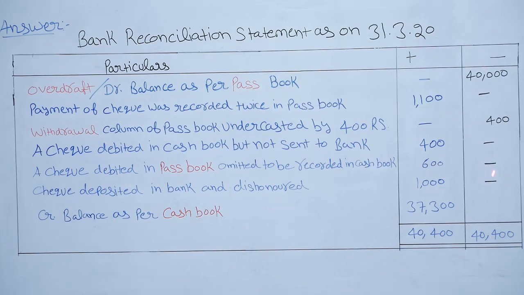Total of minus side item is 40,400 and total of plus side item is 3100. After deducting 3100 from 40,400, then we get credit balance as per cash book is 37,300. Why credit balance? As total of minus side item is more than plus side item. And what is the name of minus balance of cash book? Name is credit balance. That's why we wrote credit balance.